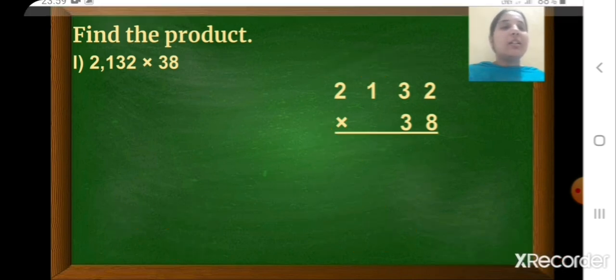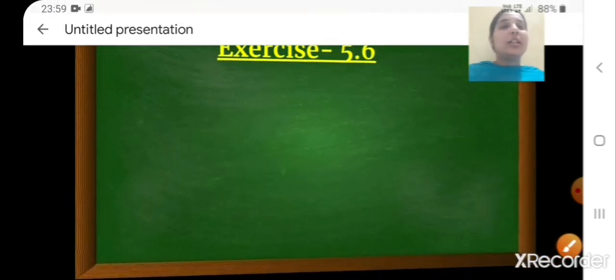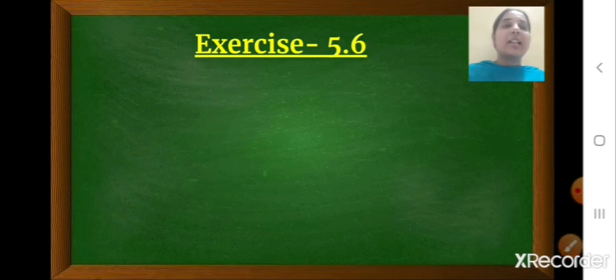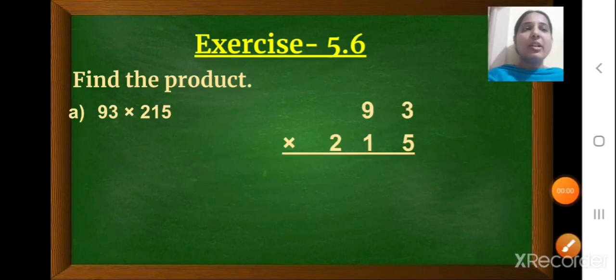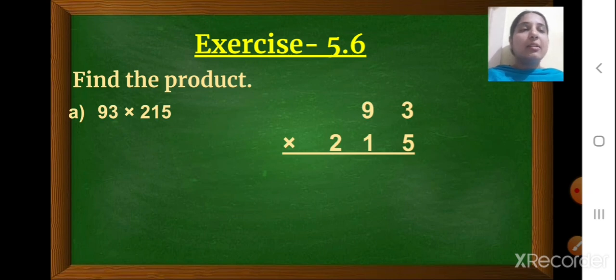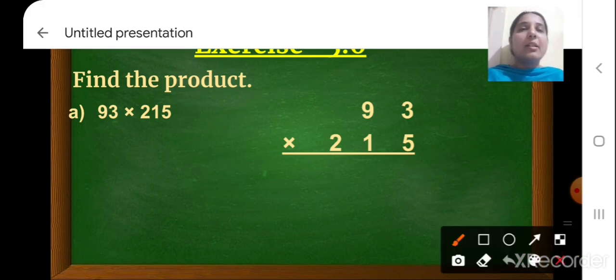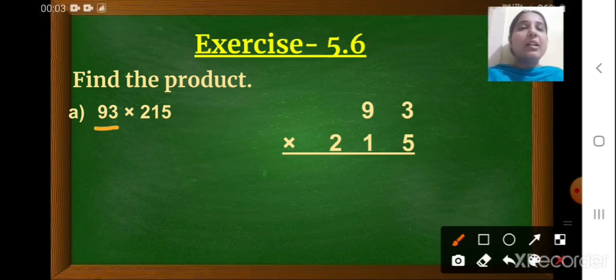Now, children, we will move to the next exercise, that is 5.6. Children, question number A is 93 multiplied by 215. Here, children, you can see the multiplier. 93 is the multiplicand here, whereas 215 is the multiplier. But 215 here is a 3-digit number. So now how to multiply?